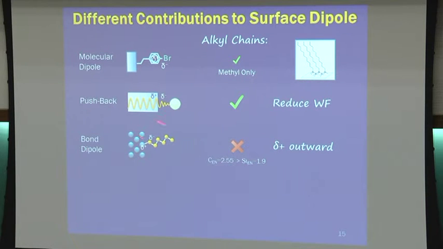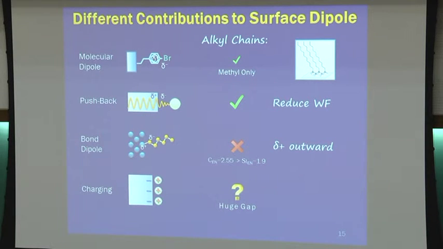Another possible effect is the bond dipole. Because we make a chemical bond, these are covalently bound, there could be some charge rearrangement between the silicon and the carbon. However, in the specific case of the silicon-carbon bond, the carbon has a higher electronegativity than the silicon, so we expect the dipole to be negative on the carbon, and that works against the effect. So that should increase the work function. Maybe it is there, but it's against the major effect that we see.